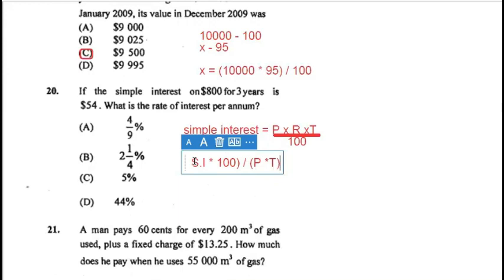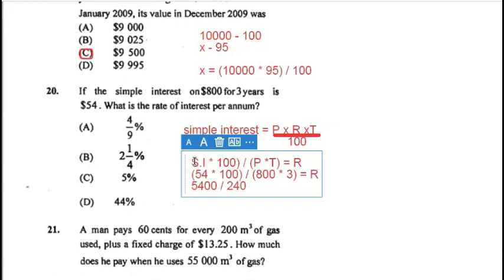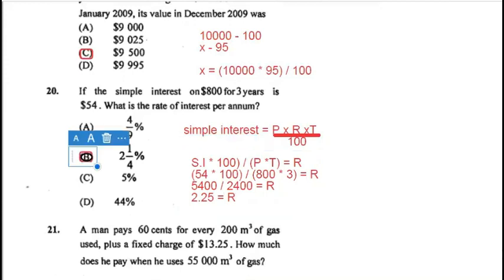And that is equal to rate. So therefore the simple interest, which was given as $54 multiplied by 100, and all of that is divided by the principal of 800 multiplied by the time of 3 years, is equal to rate. So it is 5,400 divided by 2,400, and that is equal to the rate, and that is 2.25% is equal to rate. And remember, 0.25 is the same as a quarter, so therefore our answer is B, 2.25%.